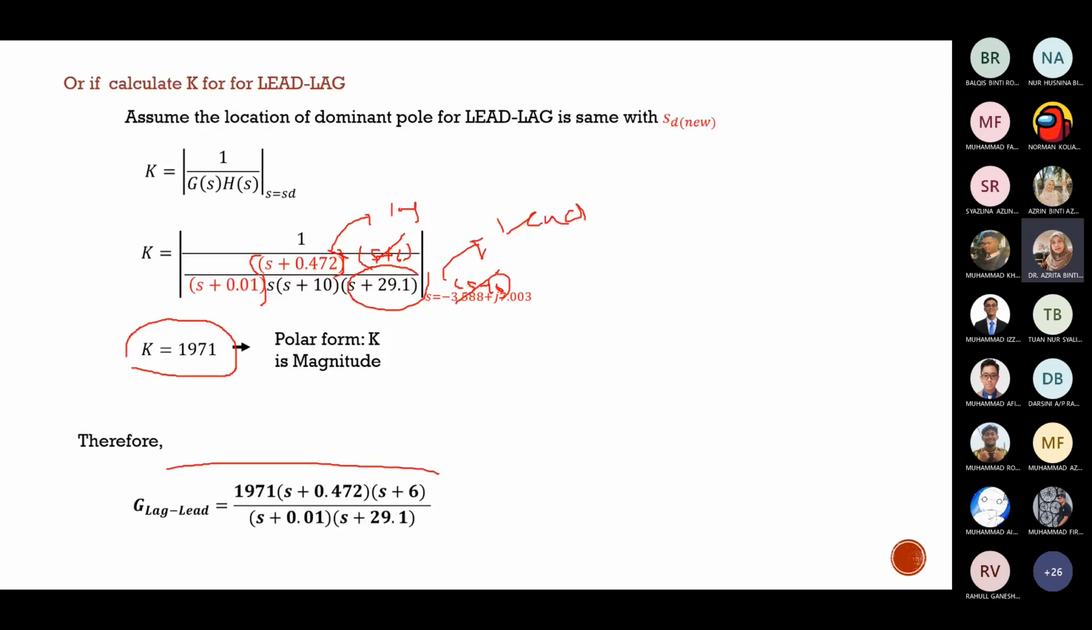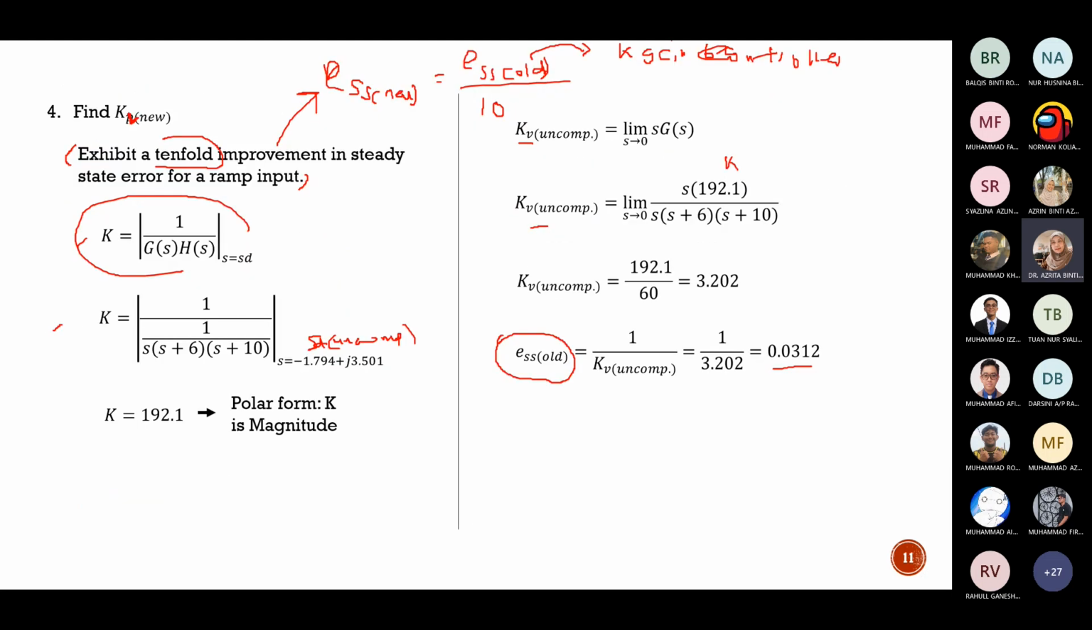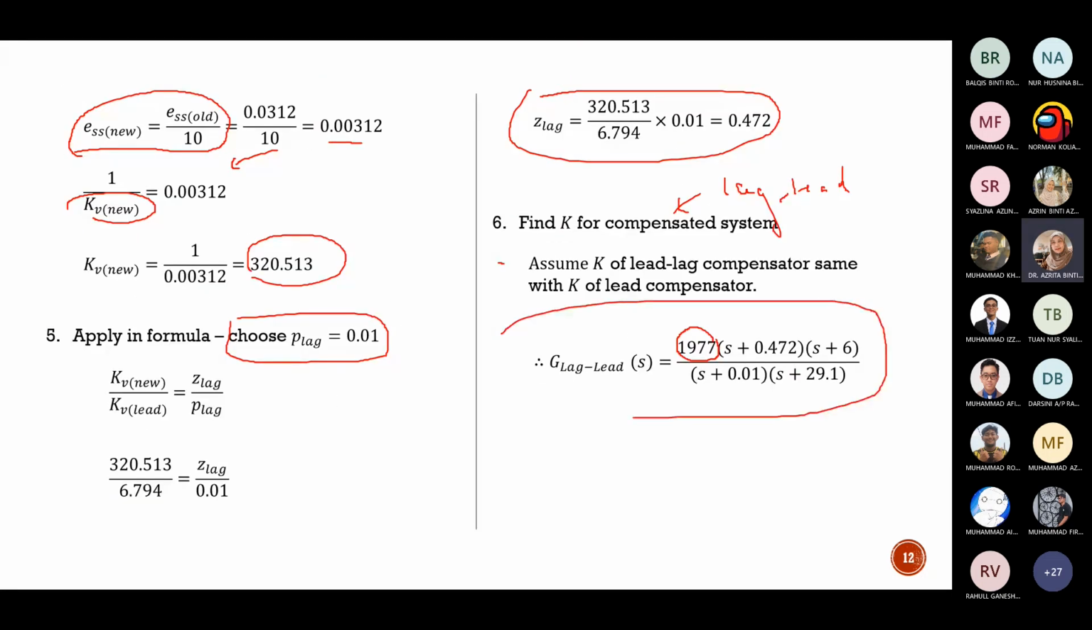And so we already designed the transfer function for the lag-lead compensator. Here is the Z lag, Z lead, and here is the P lag, and this value is the P lead. And this K is the K that we obtained from here. Or if you put it as this equation, it is also correct.